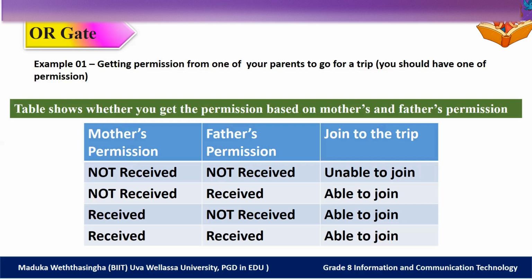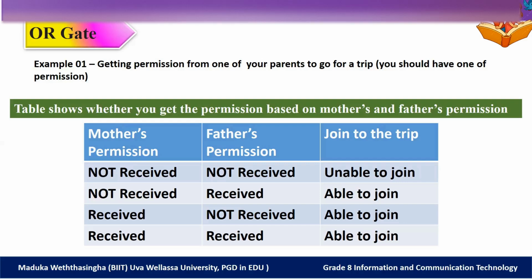So you have mother and father, it means 2 inputs. See, 2 inputs. Your mother's permission and your father's permission. 2 inputs mean 4 situations. Two inputs means 4 instances. We have 4 situations, right? See, this time, in OR gate, your teacher used OR gate condition. At the first time, your teacher used AND gate condition, but this time, teacher is going to use OR gate condition.